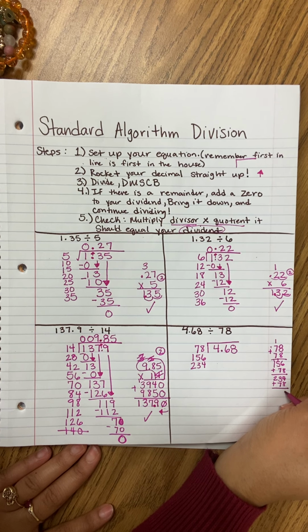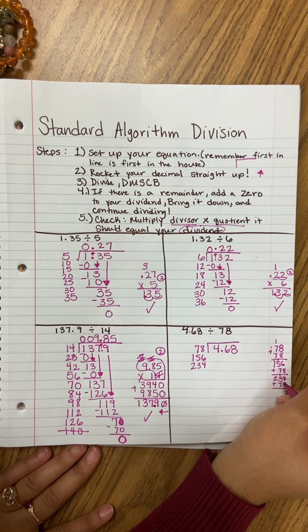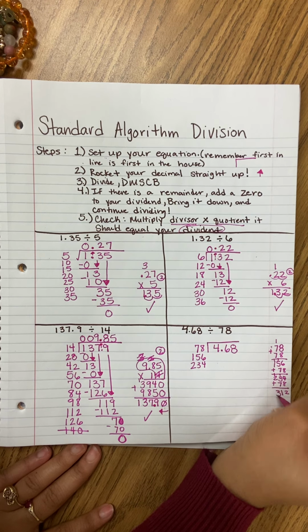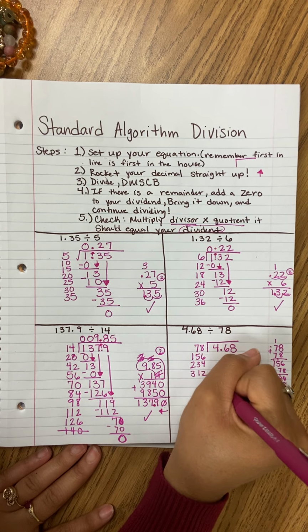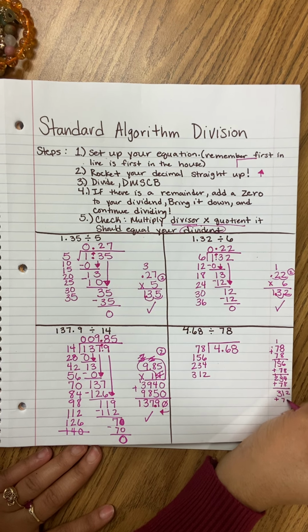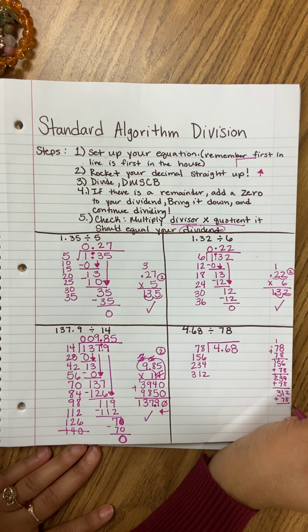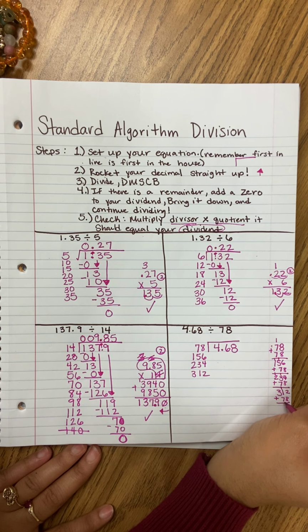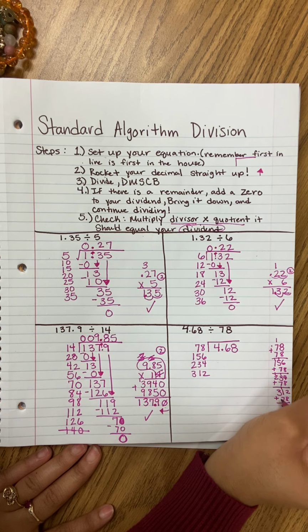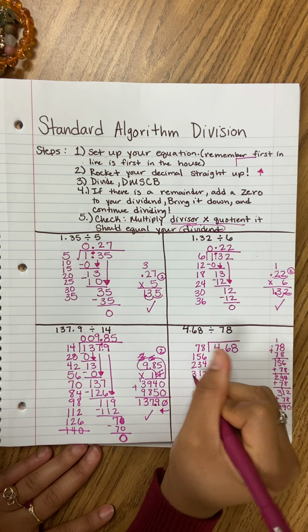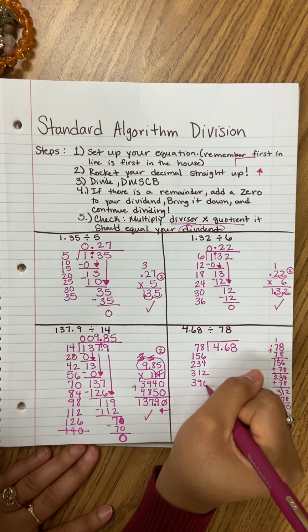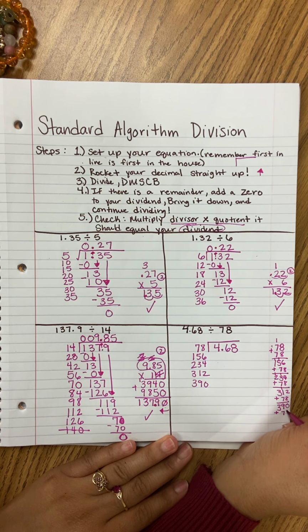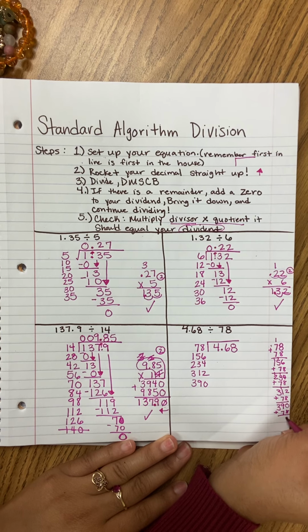4 and 8 give me 12, drop my 2, carry my 1. 3 and 7 give me 10, plus 1 is 11, drop 1, carry 1. I'm at 312 plus 78. 8 and 2 give me 10, drop my 0, carry my 1. 1 and 1 give me 2, plus 7 is 9. And then I need to bring down my 3. I'm at 390 plus 78. 8 and 0 give me 8.